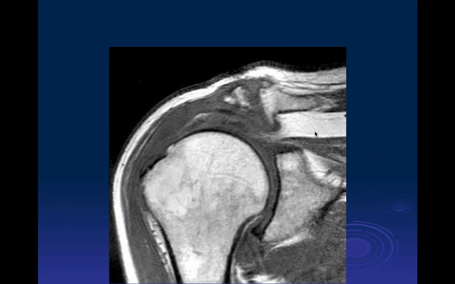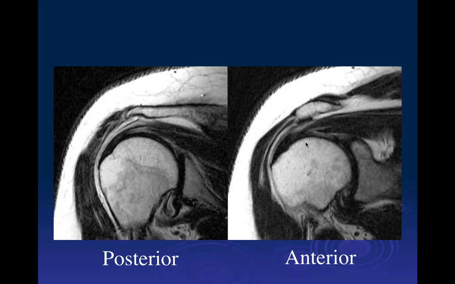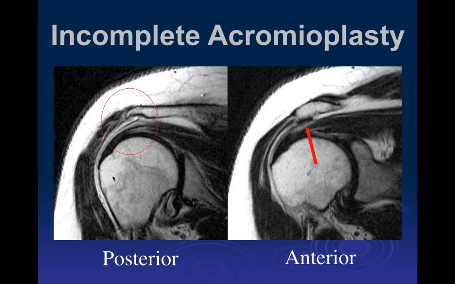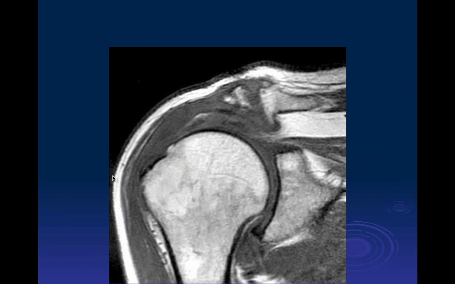And that deltoid doesn't look so hot either. Yeah, we'll need to talk about the deltoid. The deltoid is a very important muscle for the shoulder, and whenever you do surgery on the acromion, you want to make sure that you don't interfere with the deltoid attachment, because it's very hard to get it to reattach properly if you do that. But there is a little bit of a problem there with the deltoid. So that's incomplete acromioplasty. Let's see, Jeff, what do you think of this case?